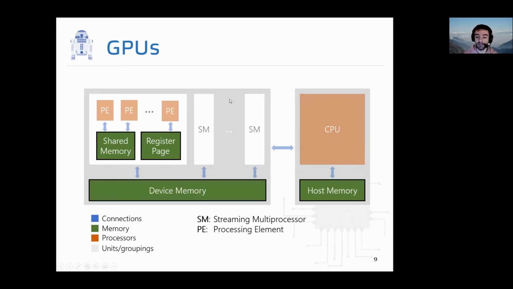The same idea applies with memory, where we have a host memory on the CPU side, but on the GPU, there are three different layers. We have registers, which are memory private to each individual processing element, shared memory, which is private to a multiprocessor, and device memory, which is slower, but accessible to all.